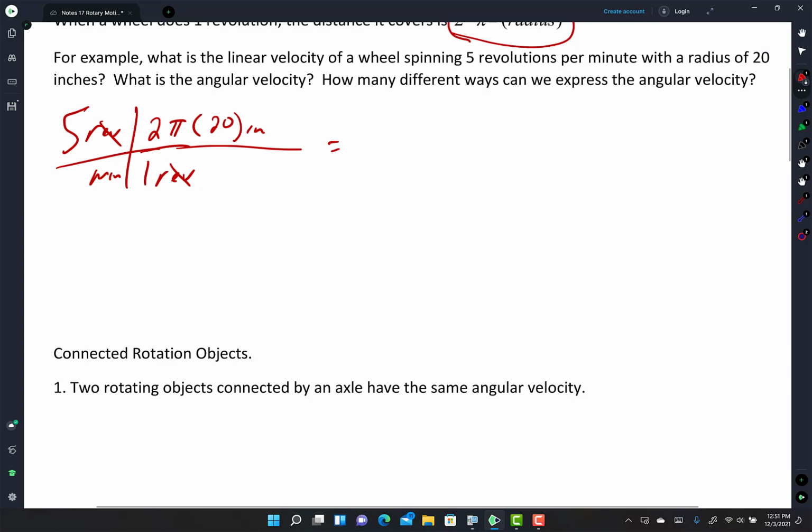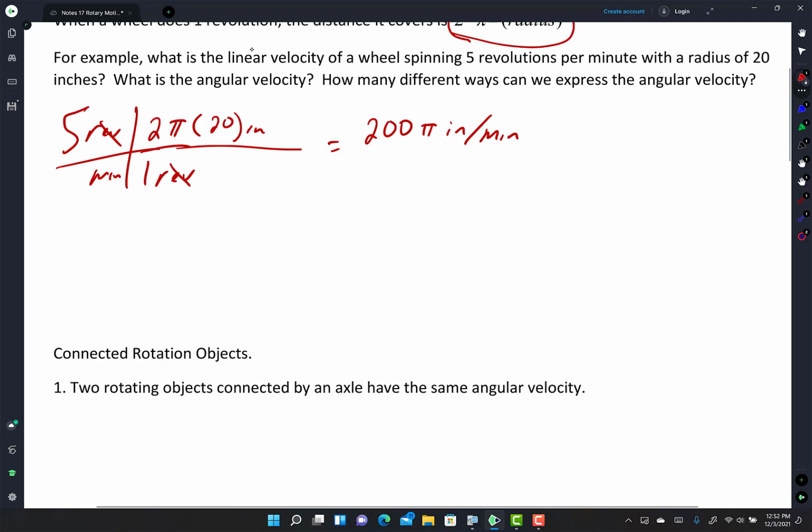2 times 20 is 40. 40 times 5 is 200, because 5 times 4 is 20. So 200, put the pi next to it, inches per minute. If you want to write it in terms of not pi, then 200 times 3.14, whatever that is. But that is the exact answer. How do we feel? Okay, and then it says, what does it say next?